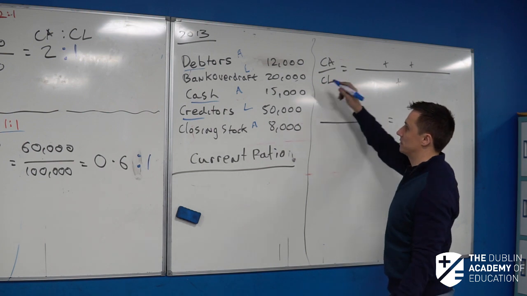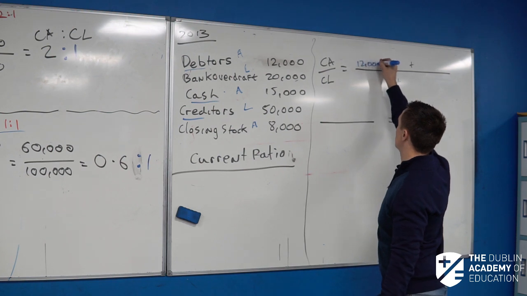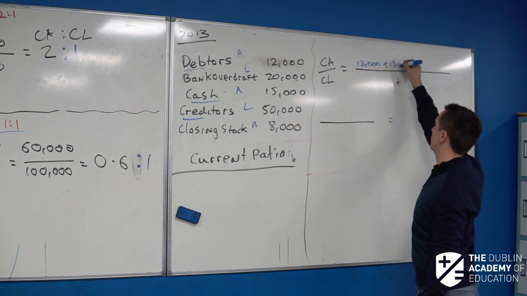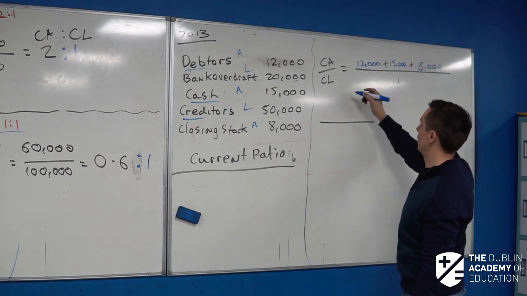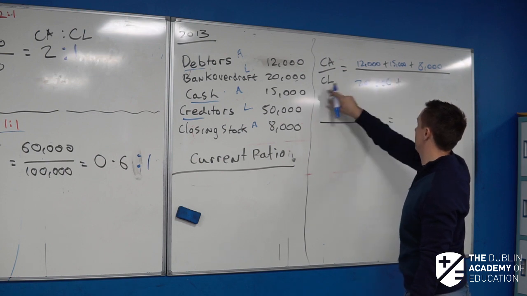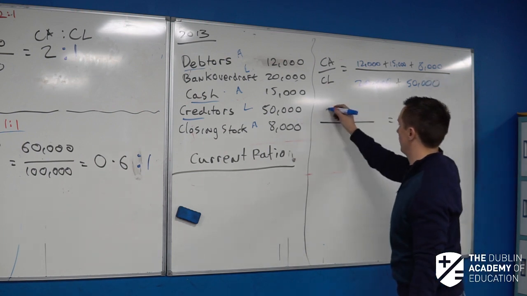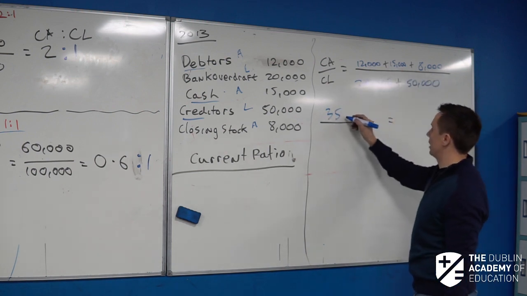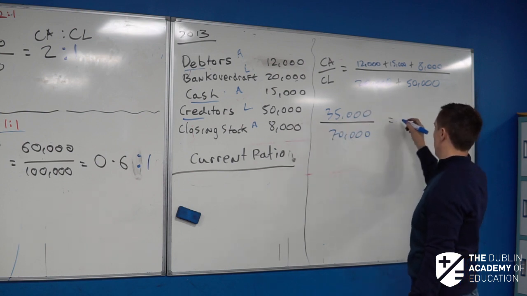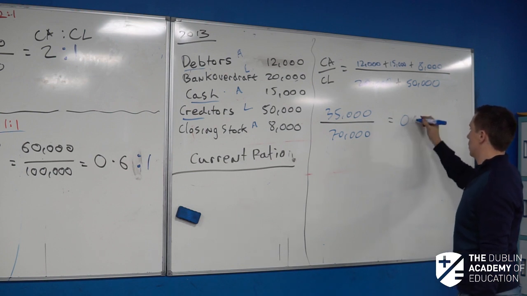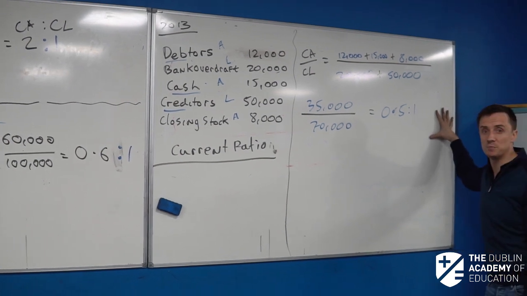If I put in the assets at the start, my assets here are debtors, cash and closing stock: debtors 12,000, cash 15,000, closing stock 8,000. Then I add up my liabilities, bank overdraft 20,000 and creditors 50,000. I add these three up, that gives me 35,000, and these two give me 7,000 here. So what I'm left with is 1.5 to 1. This is my current ratio, and this business is in big trouble.